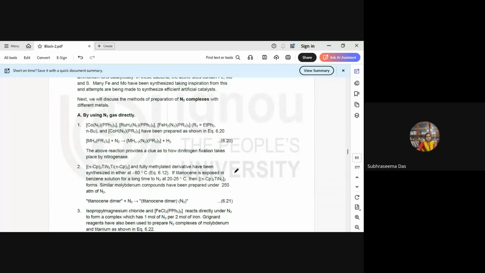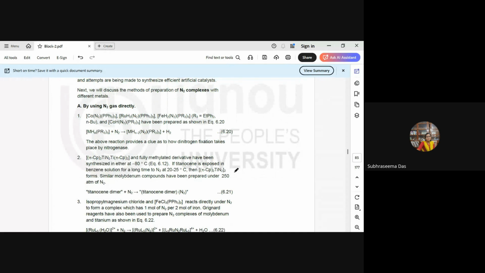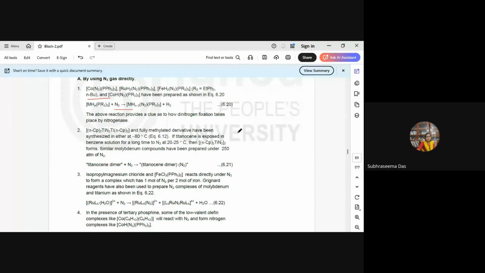Then the methods of preparation of N2 complexes with different metals. First is by using gaseous nitrogen directly. The different types of complexes shown here have been prepared directly using nitrogen gas. Then some titanium complexes and fully methylated derivatives, they are titanocenes. If this is titanium and this is the cyclopentadienyl ring, such complexes are called titanocenes. If the titanocene dimer is reacted directly with N2, it forms a titanocene dimer with the N2 ligand. This is how the dinitrogen dimer is formed here.